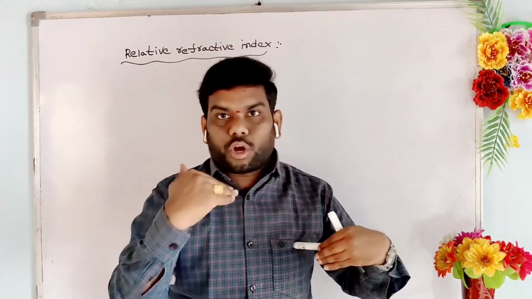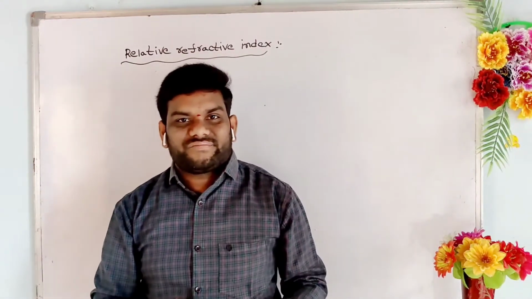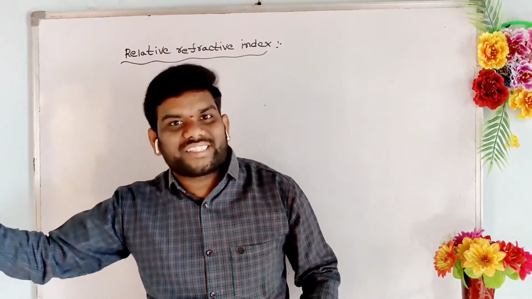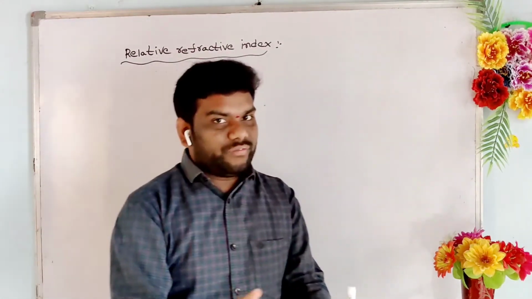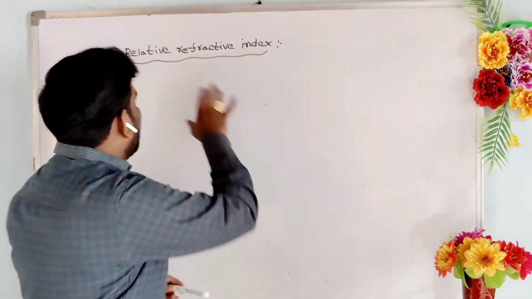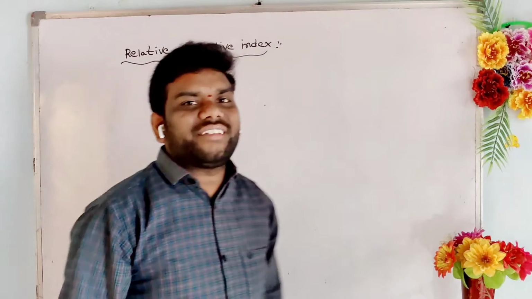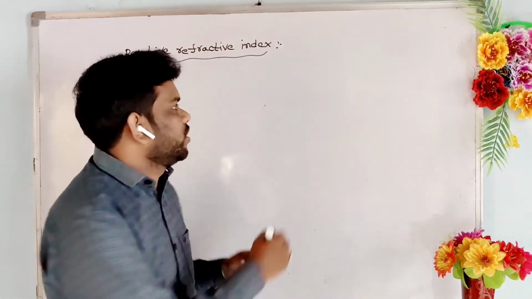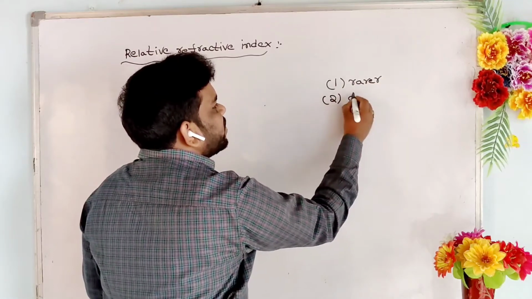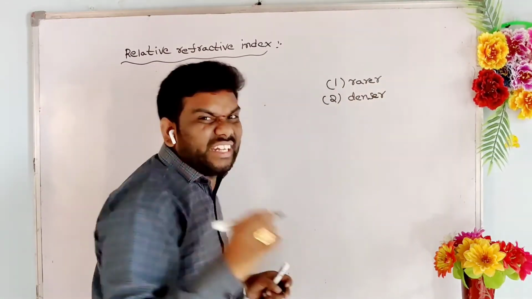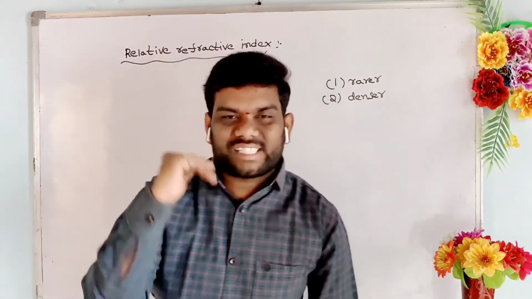If we get fewer marks and the person next to us gets more marks, we consider that he got more marks, because of comparison. In the same way, similarly, relative refractive index. There are two media in this lesson: one is the rarer medium, another is the denser medium. It is very important.